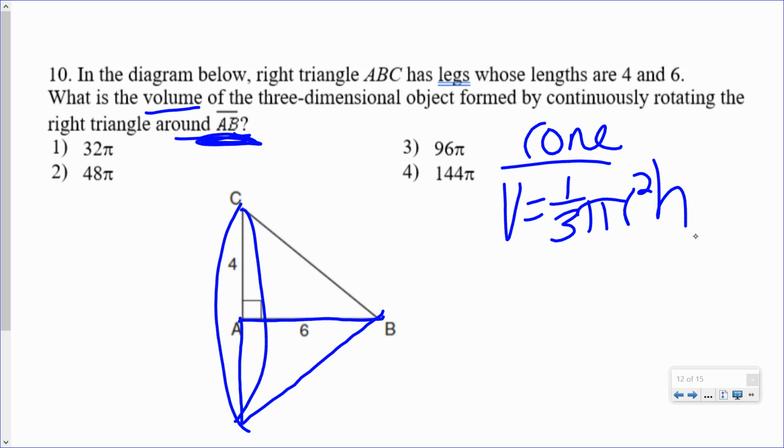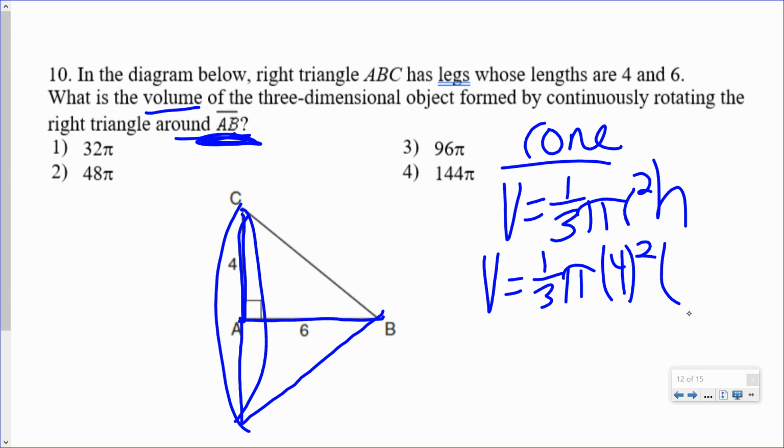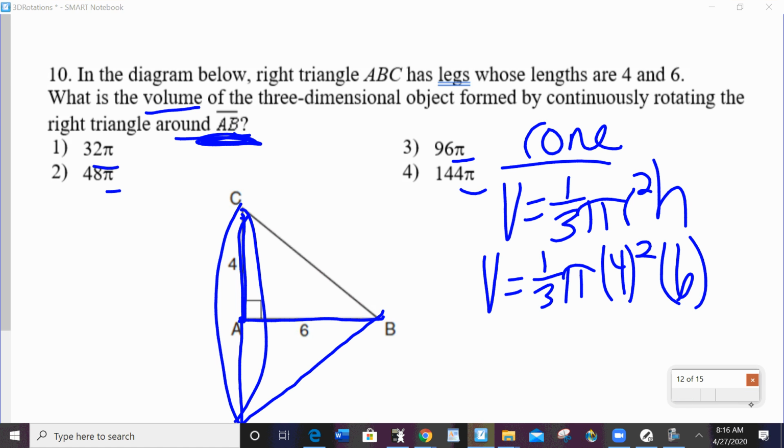Cone is 1/3 pi r squared h. V equals 1/3 pi. What's the radius of this cone? 4. You're not cutting it in half because it's the radius, not the diameter. It only goes from the center to the end point. The height is 6. Am I typing pi in or not? Since there are pi's in the answers, no, you're not typing pi in.